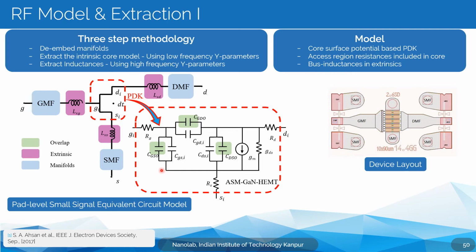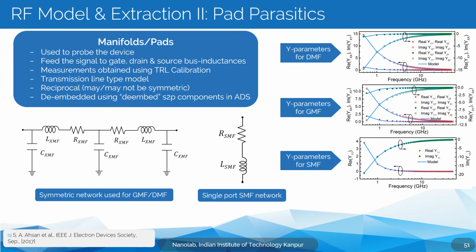The bias independent part of the intrinsic device is going to be extracted, as I said, using low frequency Y parameters. And we'll start with the extraction of the manifolds. These manifolds are basically modeled as simple LC circuits. In our case, we used two pi circuits for the gate side and the drain side, and a simple RL circuit for the source manifold.